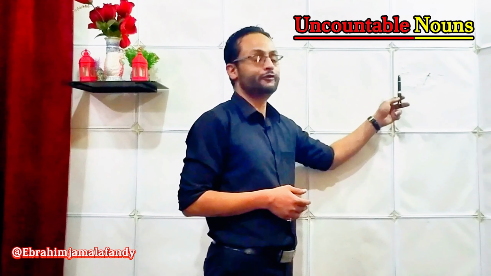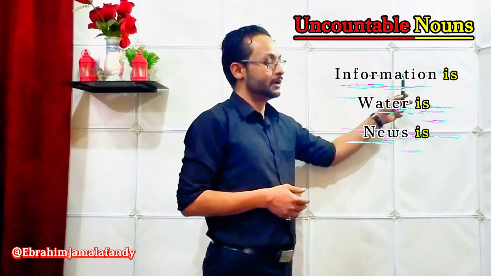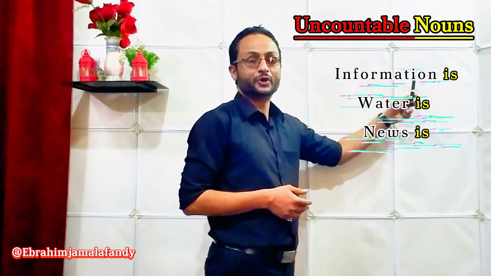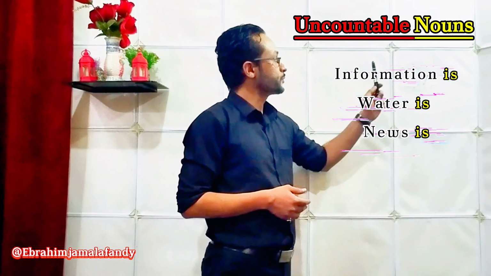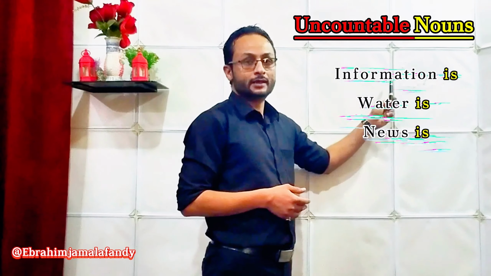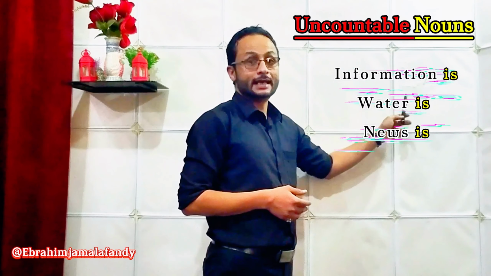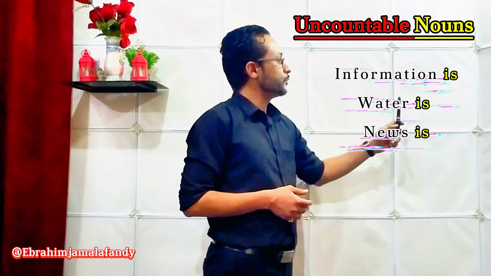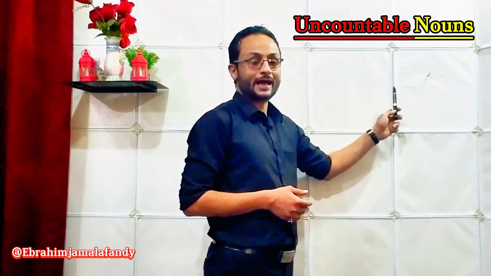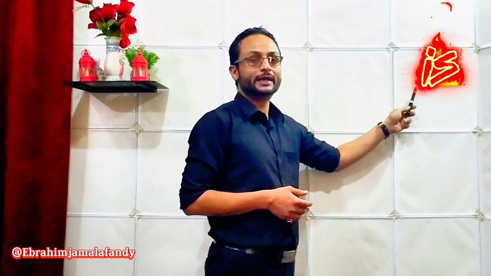For example, information. Information is important for you. Water is. News is. Okay, we use the verb to be is with uncountable nouns.